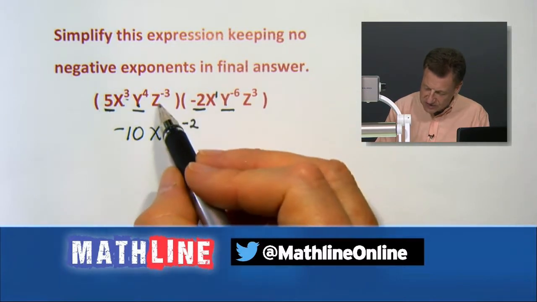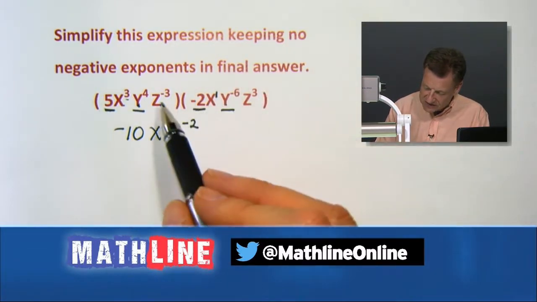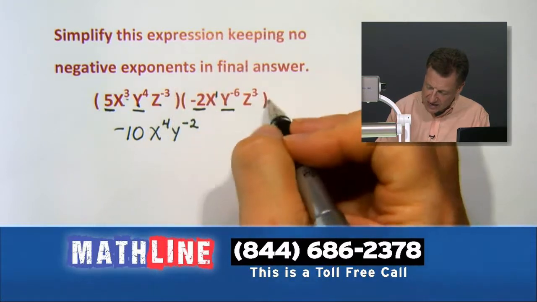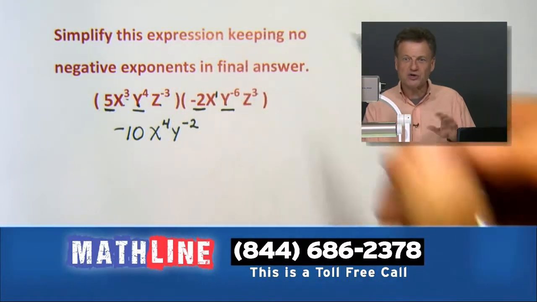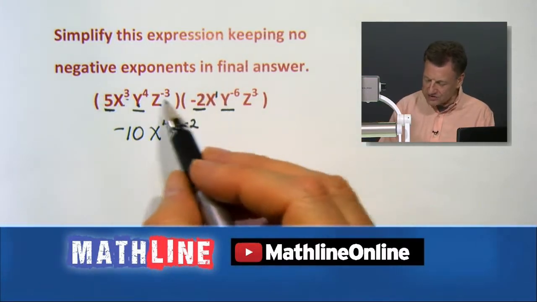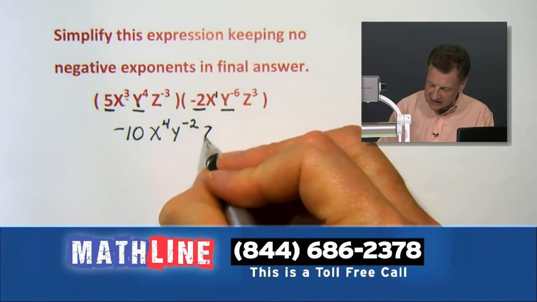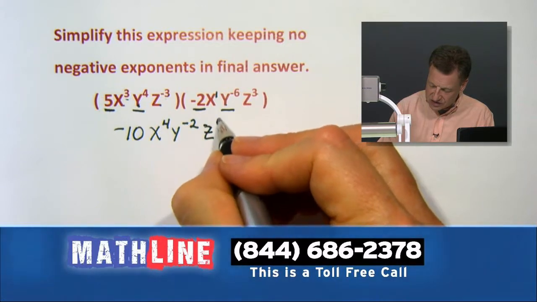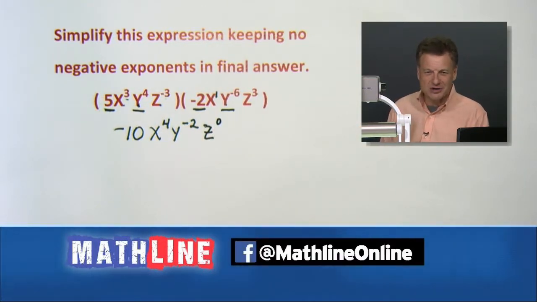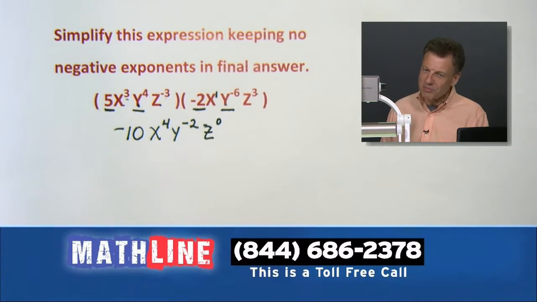So let's see what happens with z. We've got z to the negative 3 and z to the third. We're going to add the exponents together, of course, and we get z to the 0 power. So what do you do with that? It's not negative, but it's not positive either. It does have a special situation.